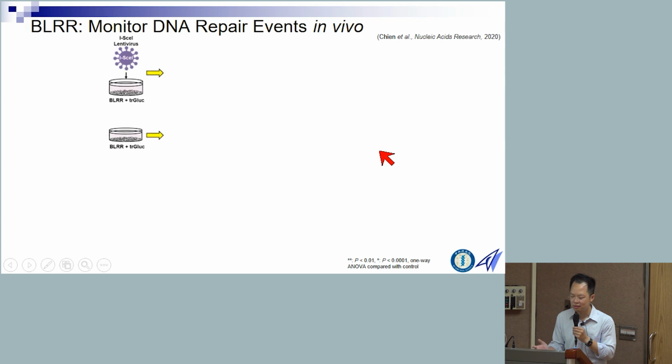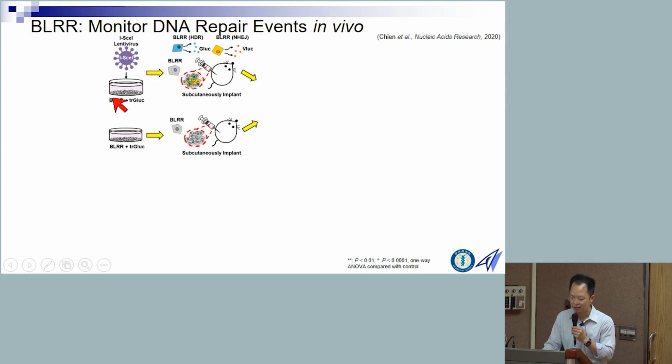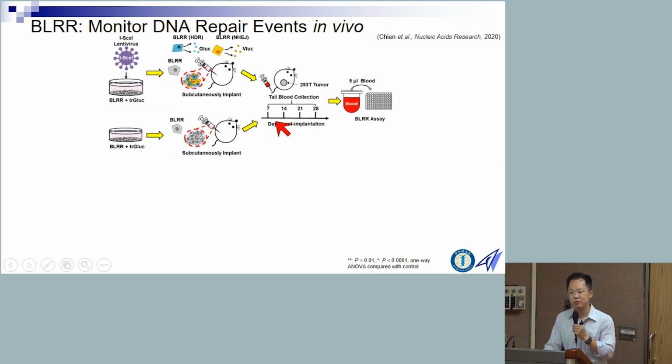And then we decided to say, hey, could we potentially monitor the repairs in vivo? So what we did right here is that we have the stable lines expressing our reporter plus the donor template. And then on the top experimental group, we infected with SC1 lentivirus containing SC1 meganuclease and subcutaneously implanted into the animal. And what we saw is that the cells undergoing HDR are going to express Gaussia luciferase. By contrast, the ones going through NHEJ are going to have VLUC. This is our control group that does not have any cut. And over time, we collected just the blood. Okay, we're not opening the animal, we're just collecting the blood.